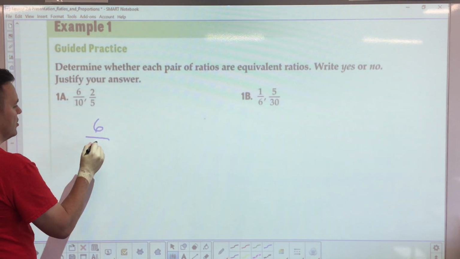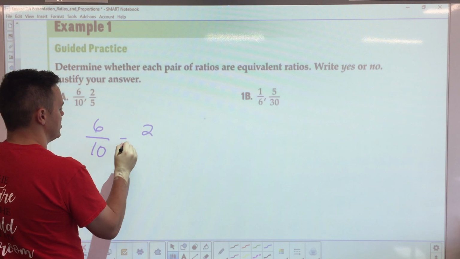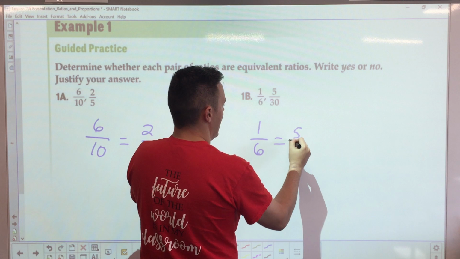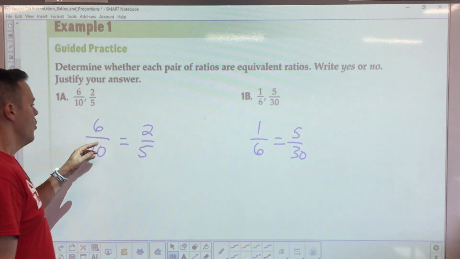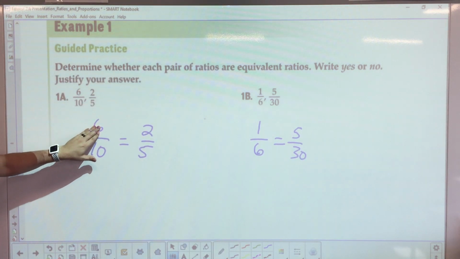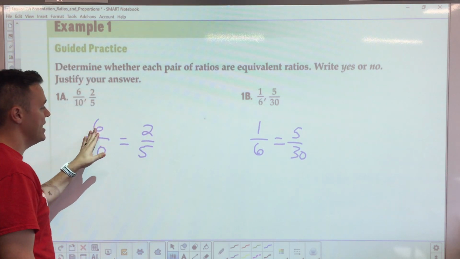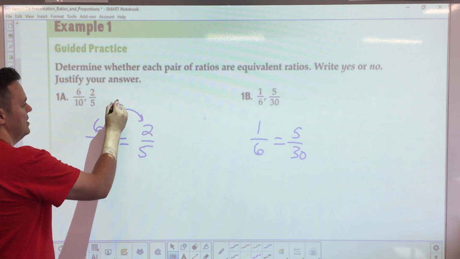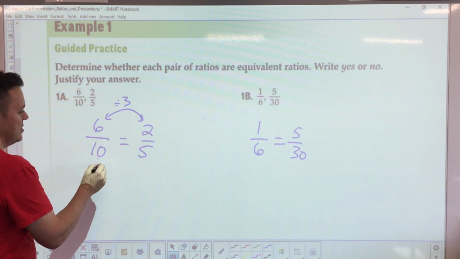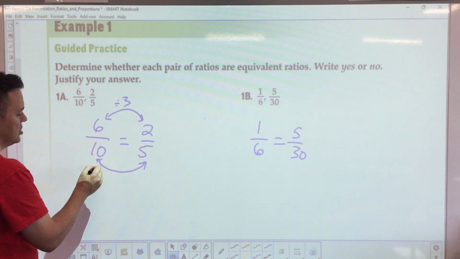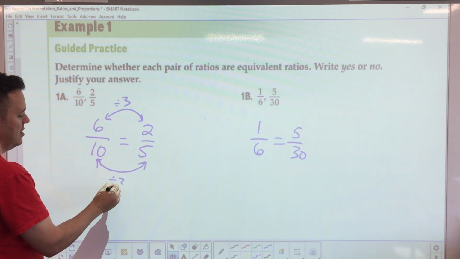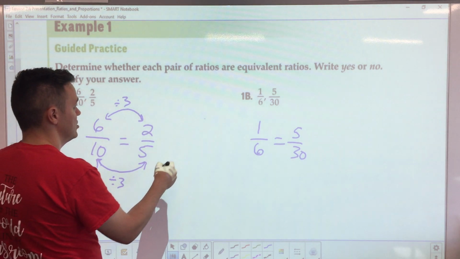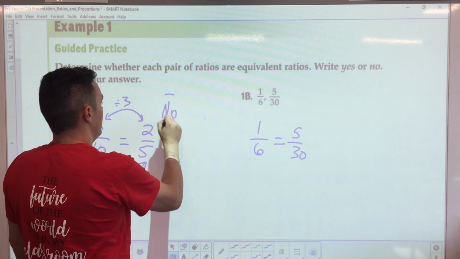So if I have 6 over 10 equals 2 over 5, and then I have 1 over 6 equals 5 over 30. What number would I basically multiply 6 by in order to get, or divide 6 by to get 2? Well, the only answer, honestly, to do that would be dividing it by 3. If I divide this by 3, can you actually divide 10 by 3? No, you cannot. So is this equivalent ratio? The answer is no, it is not.